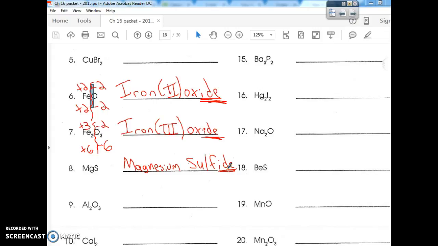Okay, what you should do now is finish page 16 using Roman numerals when you need them, and remember, they all end in IDE.